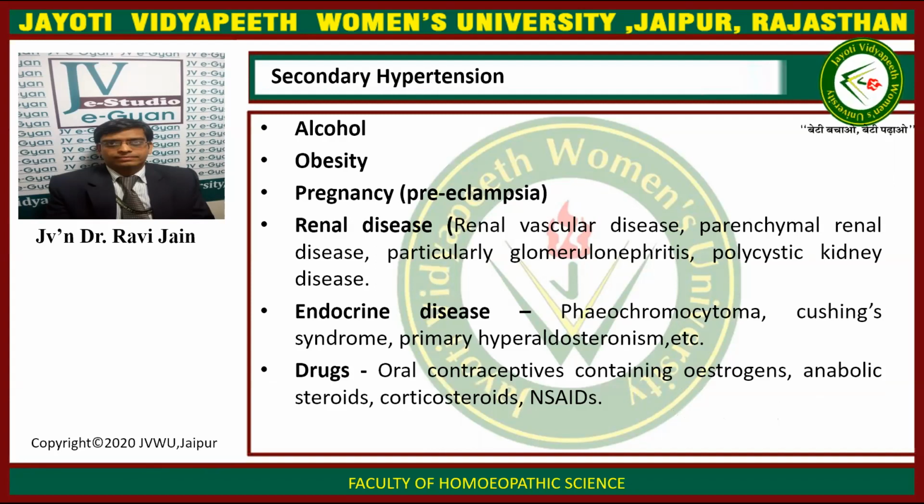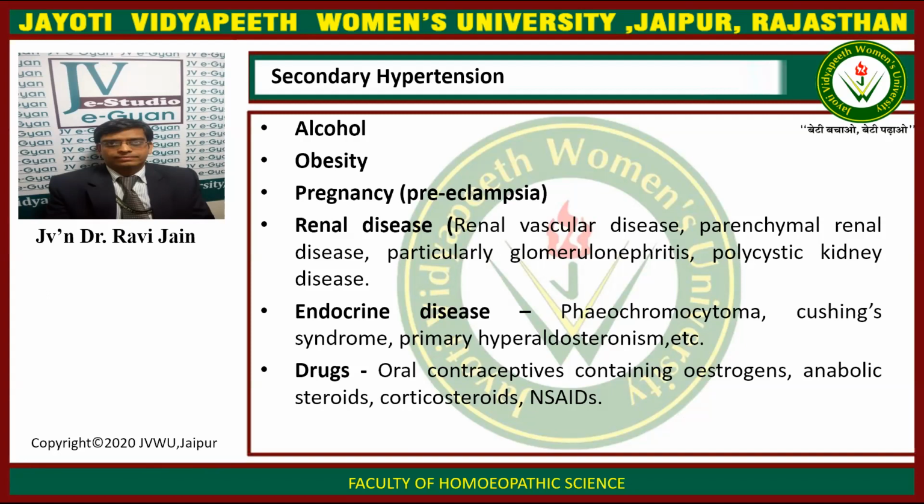Now we come to secondary hypertension. What are the various causes of secondary hypertension? We have alcohol, obesity, pregnancy, that is preeclampsia, various renal diseases like renal vascular disease, parenchymal renal disease, particularly glomerulonephritis, polycystic kidney disease, endocrine diseases like pheochromocytoma, Cushing syndrome, primary hyperaldosteronism, and various drugs like oral contraceptives containing estrogen, anabolic steroids, corticosteroids, and NSAIDs. So in the previous slide, we discussed primary hypertension causes. In this slide, we have discussed secondary hypertension causes.